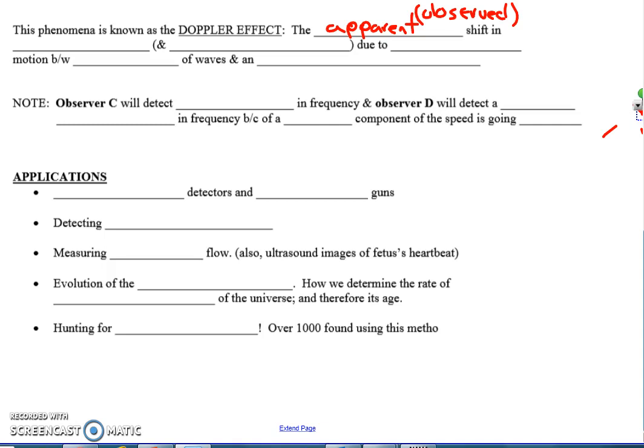And what are we talking about a shift in? Well, more than anything, we talk about a shift in frequency. But it's just as well wavelength. They go hand in hand. Okay? Due to, this word is very important, relative motion between the source of waves and an observer.